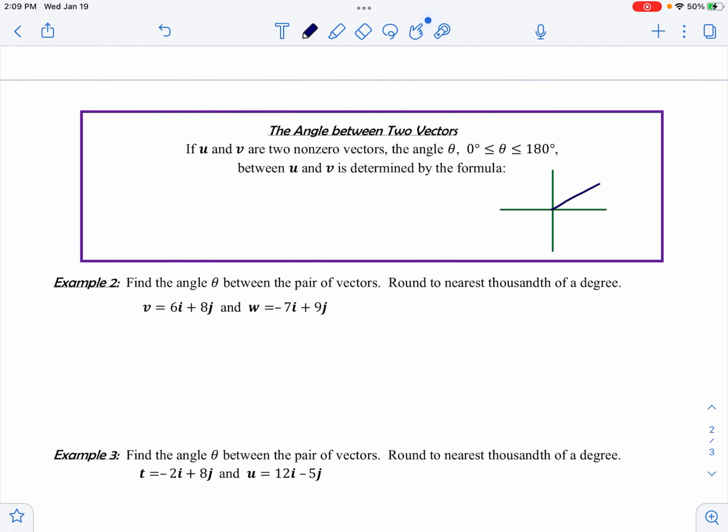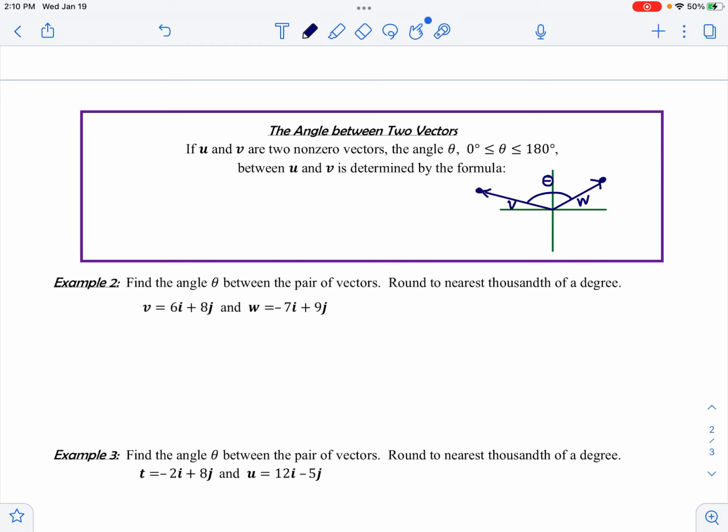So let's draw an x and a y axis here. Let's say you had one vector in the first quadrant that looked like this, and it ended right here. And then you had another vector in the second quadrant that ended here, and you wanted to find this angle right here, which is theta. So this is vector u, and this is vector v. And it doesn't matter which one's which.